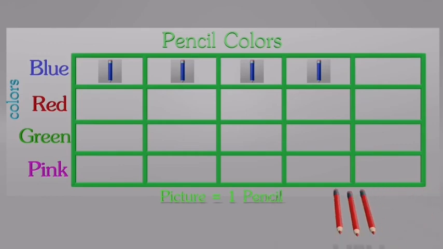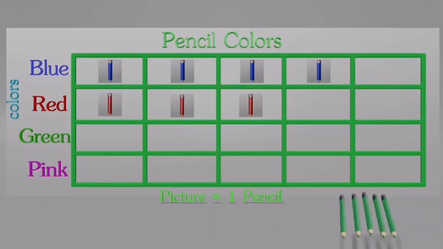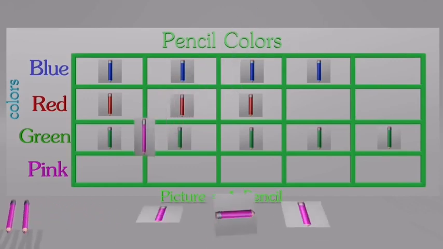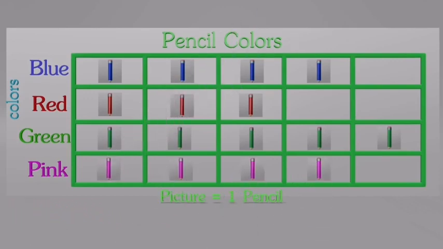How many red colored pencils do we have? We have 3 red pencils, so let's put down 3 pictures to represent the 3 red pencils. How many green pencils do we have? We have 5 green pencils. Let's put down 5 pictures for the green pencils. Great job! We have 1 more left to put on the graph. How many pink pencils do we have? We have 4 pink pencils, so let's put 4 pictures to represent all 4 pink pencils.